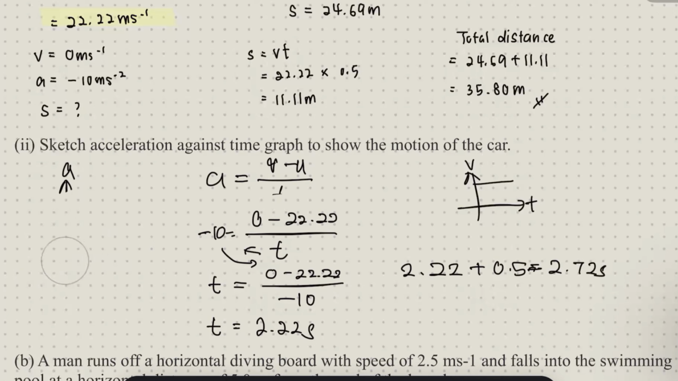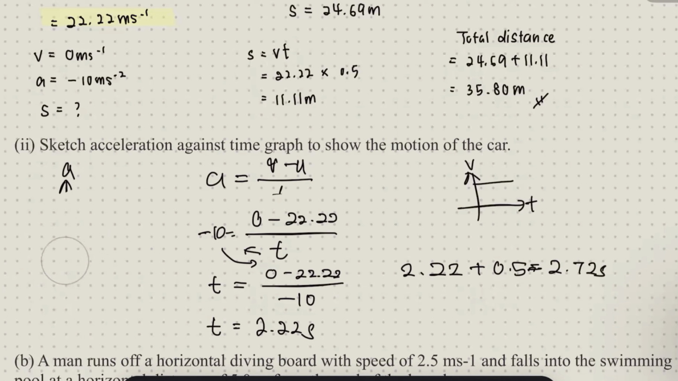This one is a, downwards. So this will be -10. This will be 0.5. And this will be 2.72 seconds. So that's all. Don't forget the units.